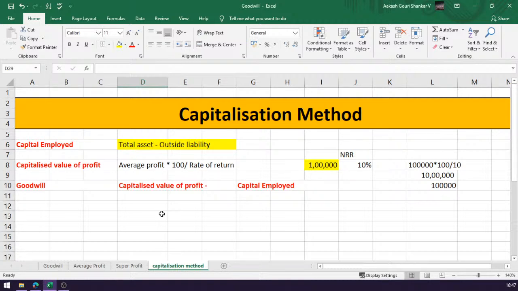Under the classification of fixed assets, which we have studied in class 11th, fixed assets can be classified into two types, tangible assets and intangible assets. Only the portion of tangible assets needs to be taken into the calculation. So my tangible assets plus current assets is the total assets which we are talking about in the capitalization method of goodwill.